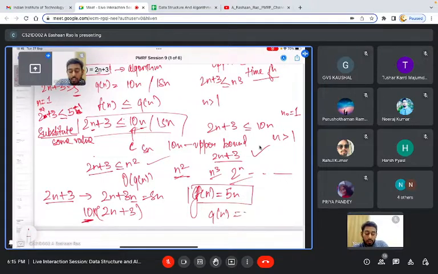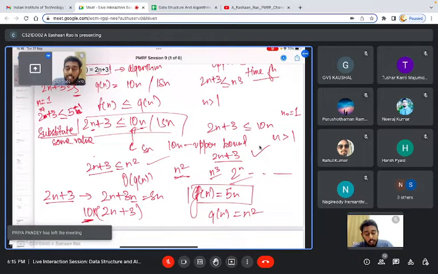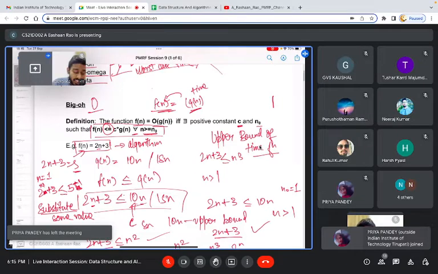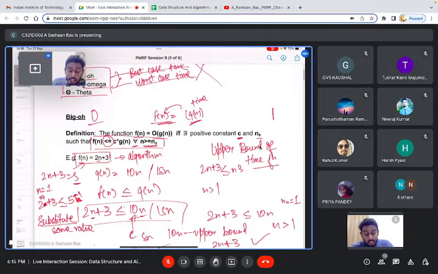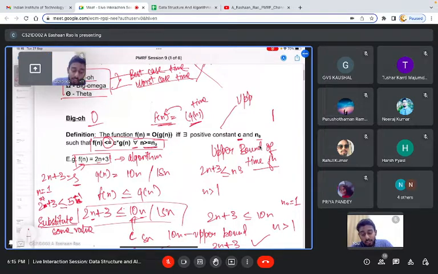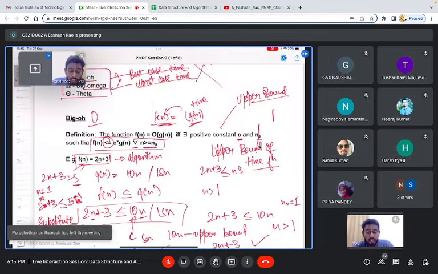Similarly, if you put g of n as n square, this is also totally fine. But since we need the nearest value to f of n as an upper bound from where it can start, 5n would be a better answer. So that is the upper bound. The more we solve problems, the more we will understand this big O definition. Again, I am telling you the word upper bound. It's not a worst case scenario. It says upper bound function, whatever functions are greater than the existing time functions.